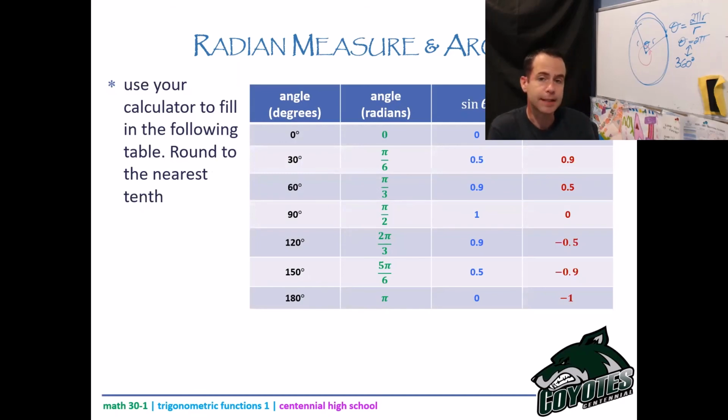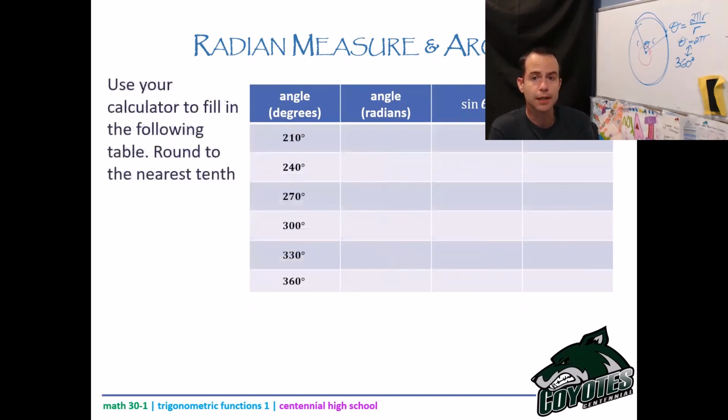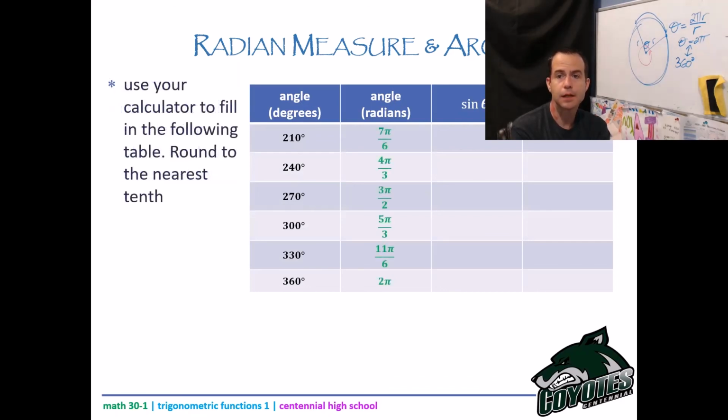Okay, so now let's look at the back half of your angles. So let's first pause me and convert all those to radians. Okay, so you should have 7 pi over 6 for 210, 4 pi over 3 for 240, 3 pi over 2 for 270, 5 pi over 3 for 300, 11 pi over 6 for 330, and 2 pi for 360.